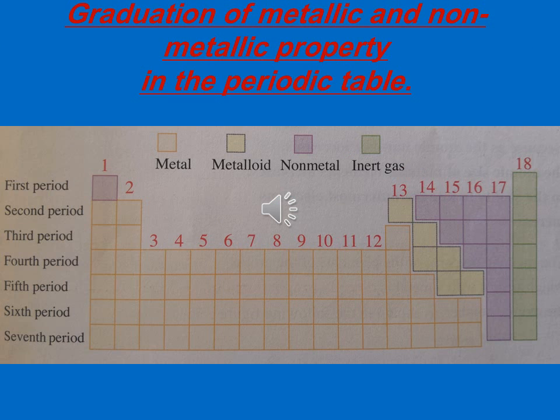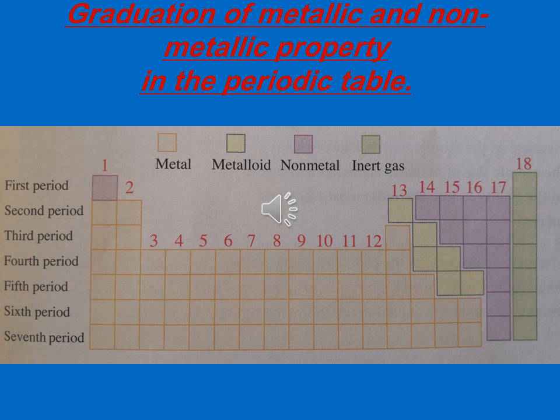Graduation of metallic and non-metallic property in the modern periodic table. This table shows the position of metals, non-metals, metalloids, and inert gases in the modern periodic table. All the yellow cells are metals, and the dark yellow cells are metalloids. Purple cells are non-metals, and the green cells are inert gases, which are located in group 18. Each period starts with metals, except period 1, but each period starts with a strong metal.